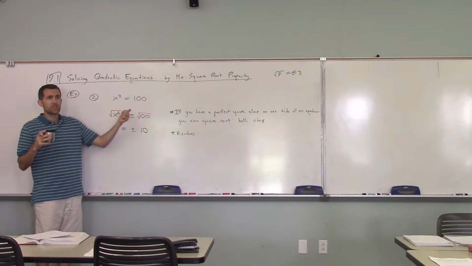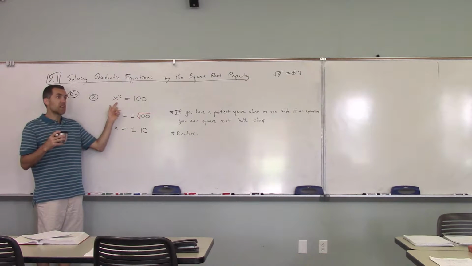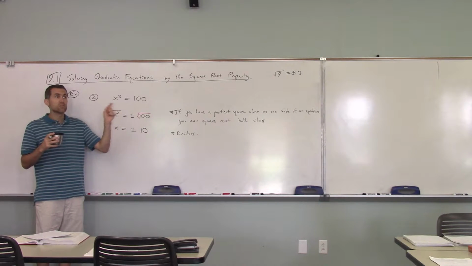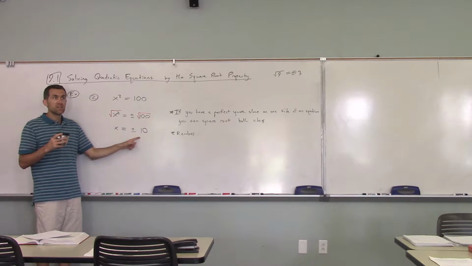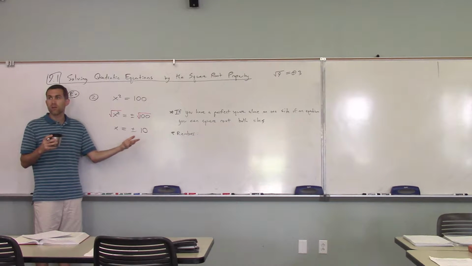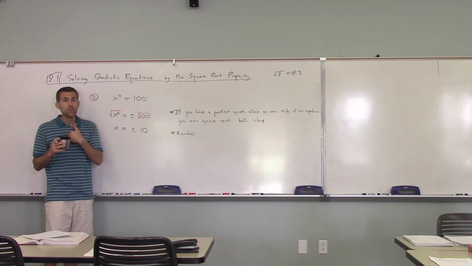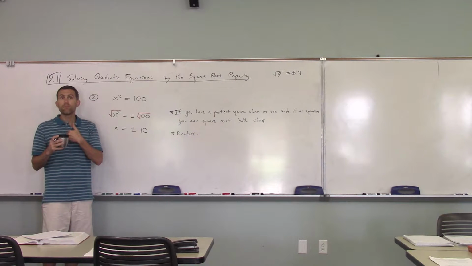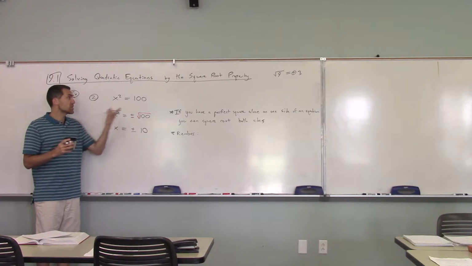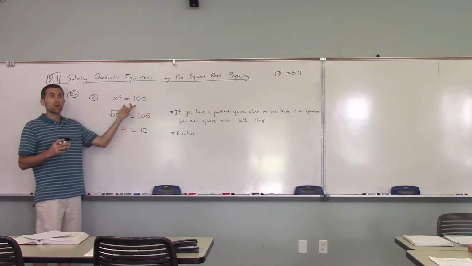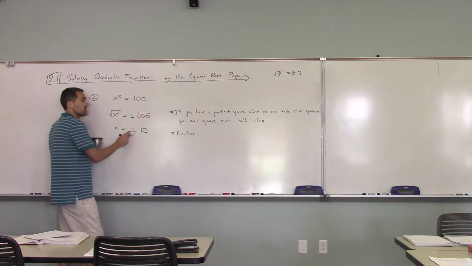Yes, 10 squared is 100, but there's another solution. What else can we plug in? Negative 10. Negative 10 times negative 10 is also 100. So there are two solutions. If we just take the square root of both sides and get 10, we just lost one of our solutions in the process. So when we take the square root, we need to include both the positive and the negative answers. This equation had two solutions, so when we write the square root, we need to put the plus or minus.